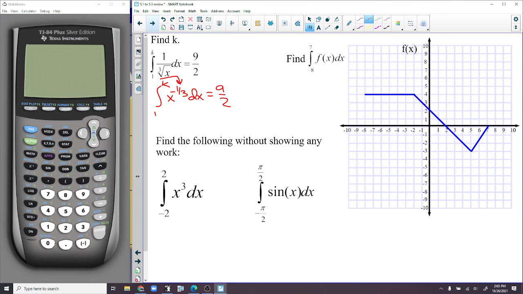I had a student this morning come up to me after notes were done, and it happened to be a girl. She said, how'd you do that? How'd you do that antiderivative part? Why'd you add 1? So I must have gone too fast, or I didn't explain it clear enough. So I'm going to slow down here a little bit.